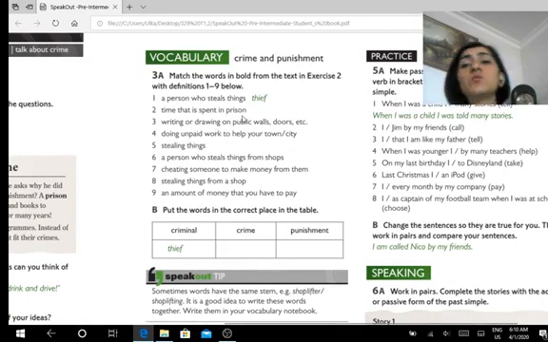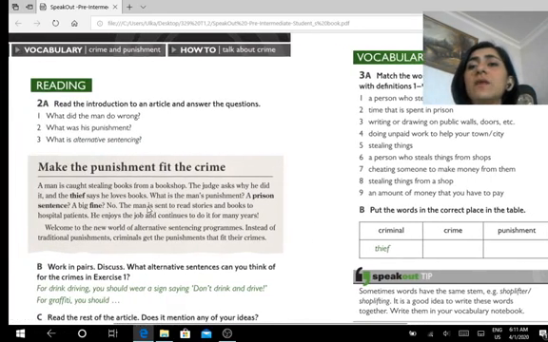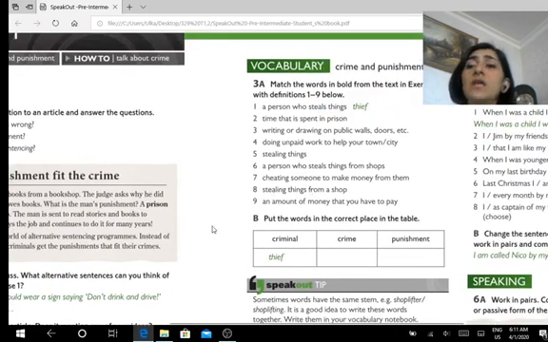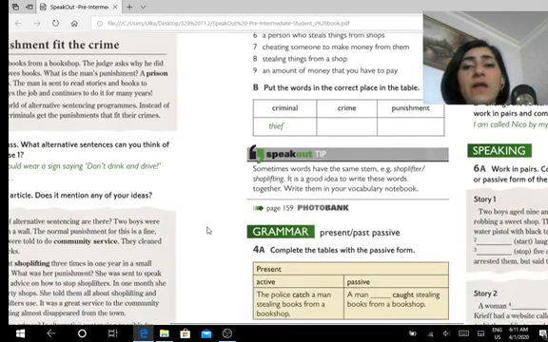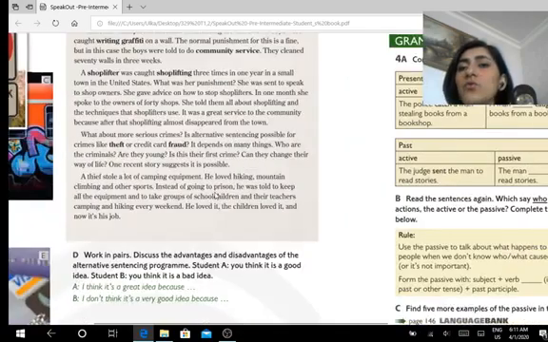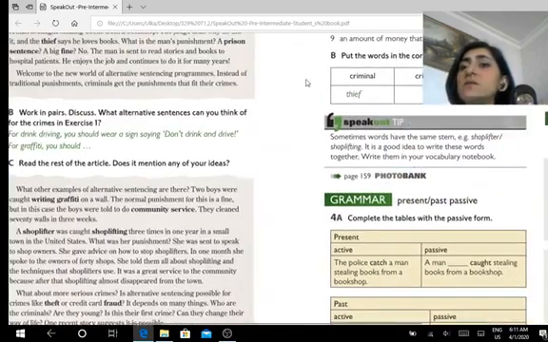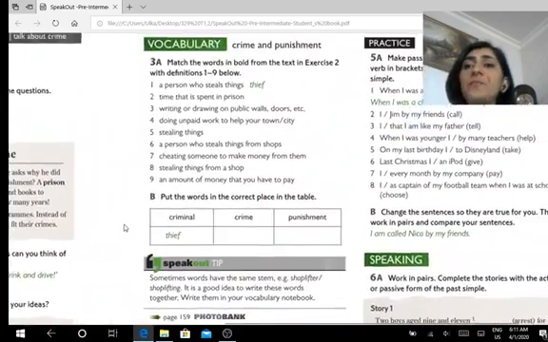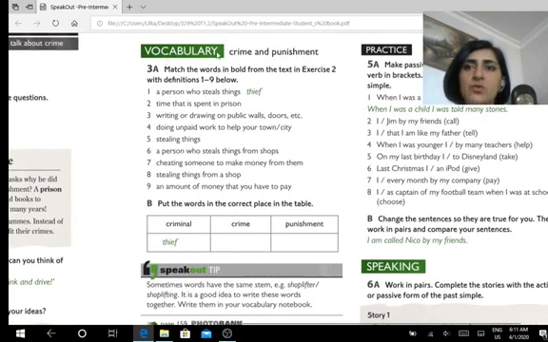The next one is time that is spent in prison. We just talked about this, prison sentence and things like that. To make your work easier, you can go to the text anytime to find your answers. But if you cannot find them, because I see here 9 statements but I don't see 9 bold words in your text, it might ask you to find them yourself. But don't worry, it's all about crime and punishment.